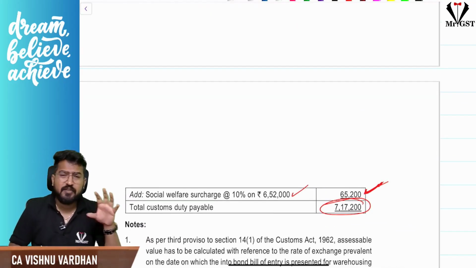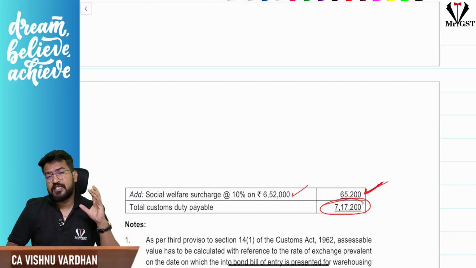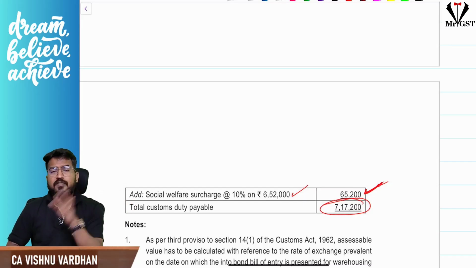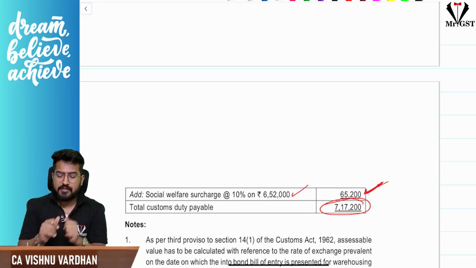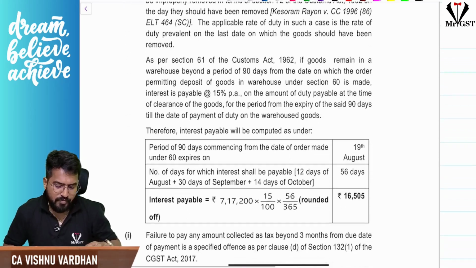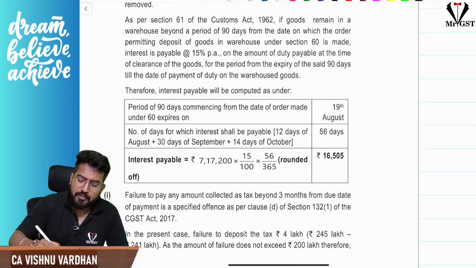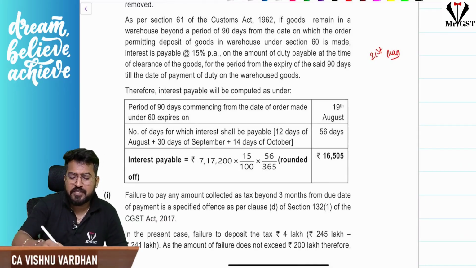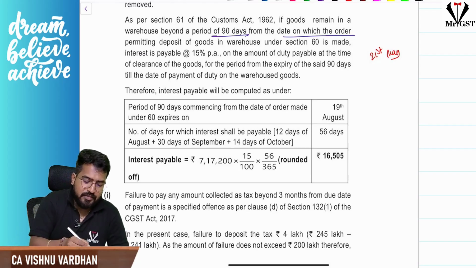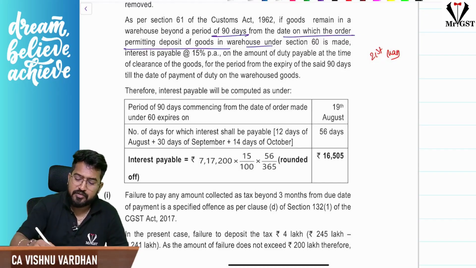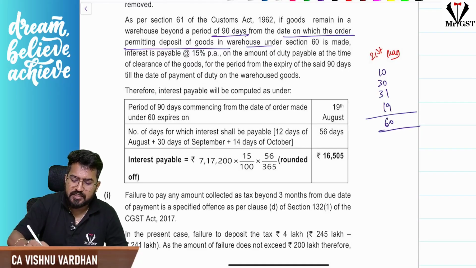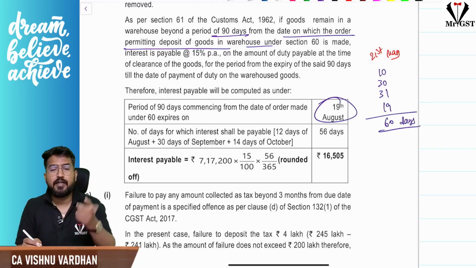Please understand, when the goods are deposited in the warehouse, no matter what time limit they gave you, you should clear the goods from the warehouse within 90 days. If you are not clearing the goods within 90 days, then after the expiry of 90 days, that is from the 91st day till the date of clearance, you have to pay interest at 15% per annum. So you got the permission on 21st May and deposited the goods on 21st May. Within 90 days from the date of the order permitting the goods to be warehoused, you should clear them. In May you have 10 more days left, then June, July, August, total 60 days. So 19th August is the deadline by which you should have cleared the goods.